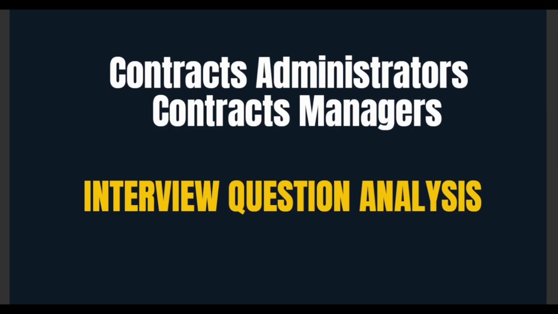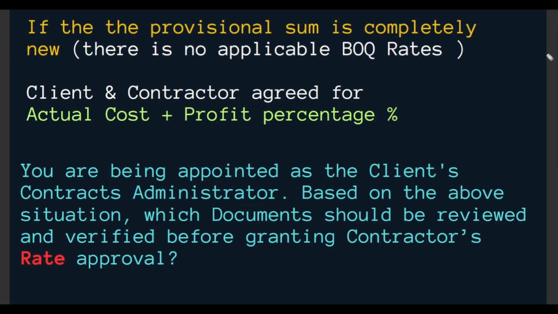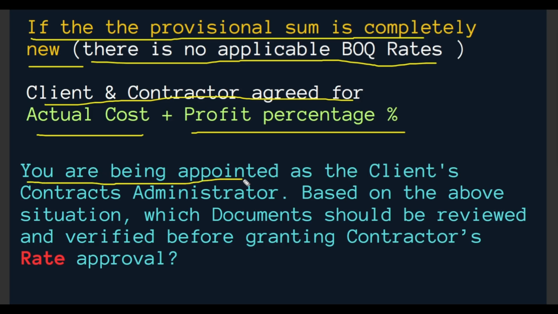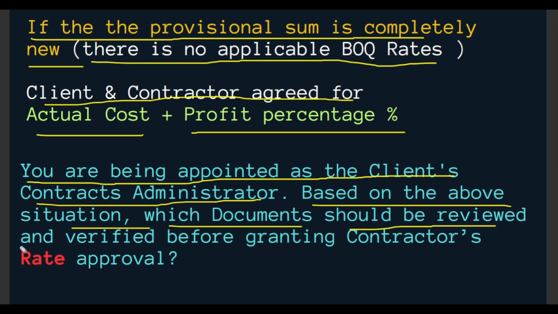Hello guys, welcome back. Today we are going to discuss one of the very famous interview questions for contracts administrators or contract managers on the client side or consultant side. The question is: in the post contract, if the provisional sum is completely new, so there is no applicable BOQ rate any more, and the client and contractor agreed on actual cost plus profit percentage. You are appointed as the client contracts administrator in this situation. Which documents should be reviewed and verified before granting the contractor's rate approval?